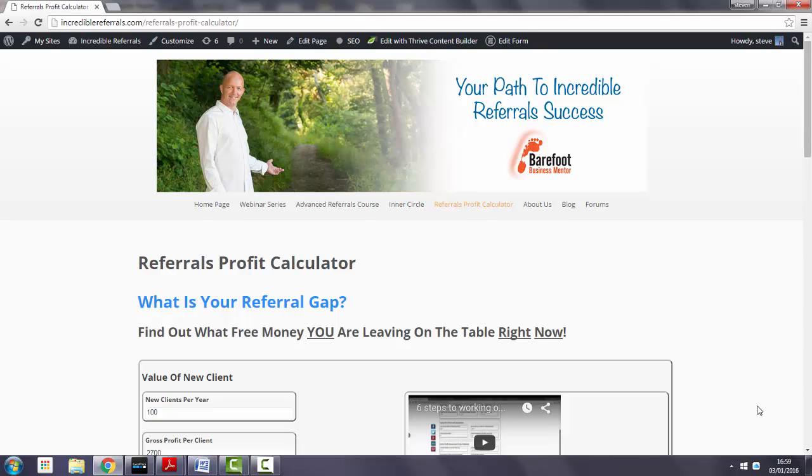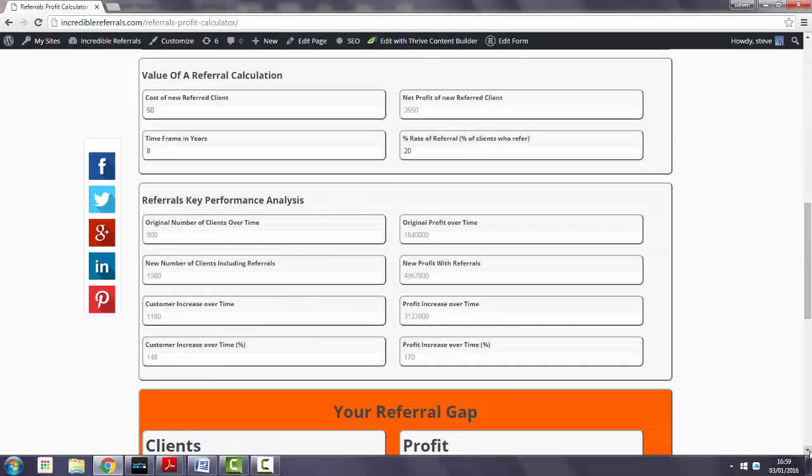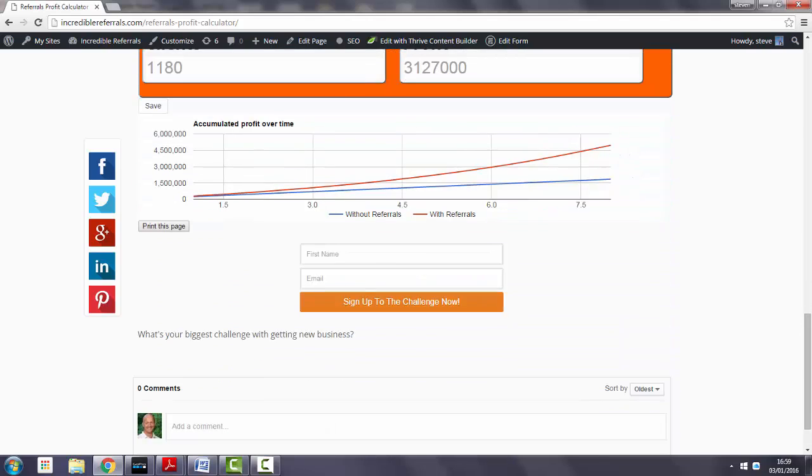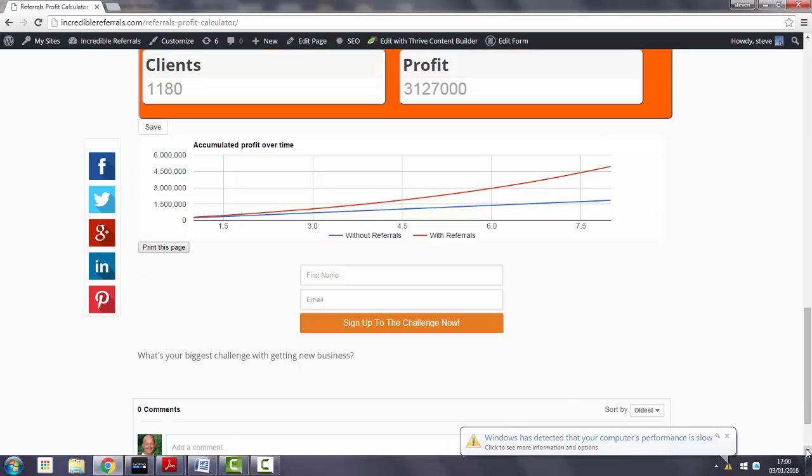So my reason for showing you this is so that you can actually play with this calculator, and I want you to see the difference that the gap in your referrals and profit can make. Keep it real, then have a play, and then maybe stretch yourself a bit and see what difference referrals can make if you get, I don't know, an extra 10% only. And then put that on paper, and you can print this page if you want to, and see how you get on.